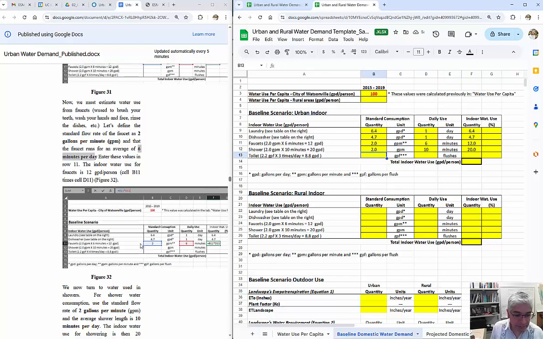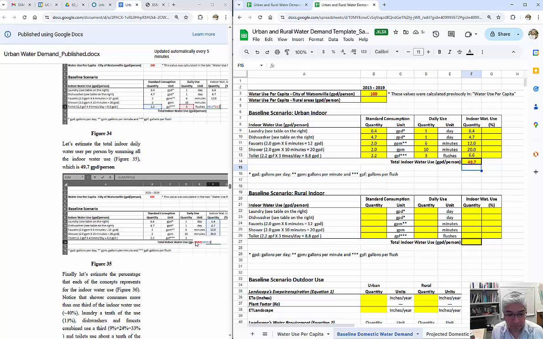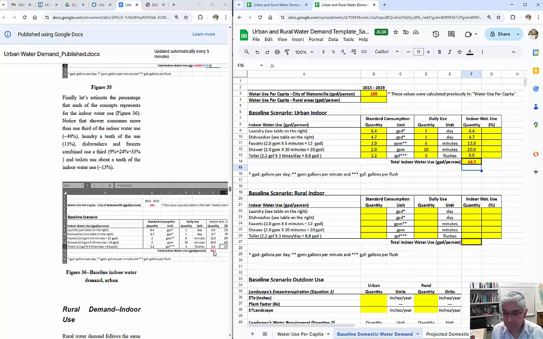Finally, for toilets, it will be 2.2 gallons per flush. And then we're considering 3 times per day. About 50 gallons per person per day.